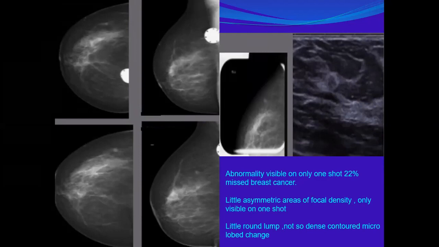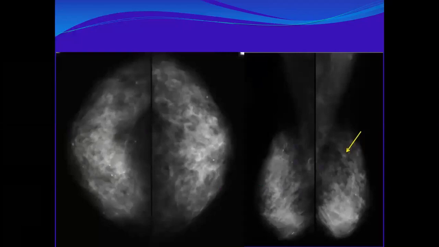I see it is increasing. Yeah, more conspicuous, more obvious, and even the size looks larger than the previous. So it is a progressing focal asymmetry, and this is a developing asymmetry, and in the spot magnification it is still present, not fading away. That means it is real. And ultrasound here demonstrates a small mass, and it was a cancer, you see. So this is early detected breast cancer.